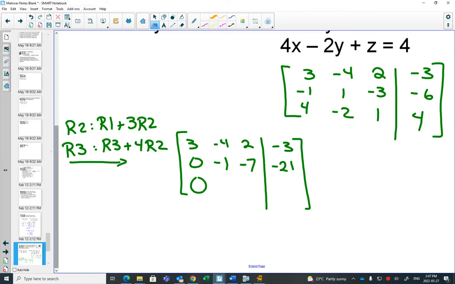And row 3 plus 4, that'll give me a 2. And row 3 plus negative 12, that'll give me a negative 11. And row 3, 4 minus 24, negative 20.